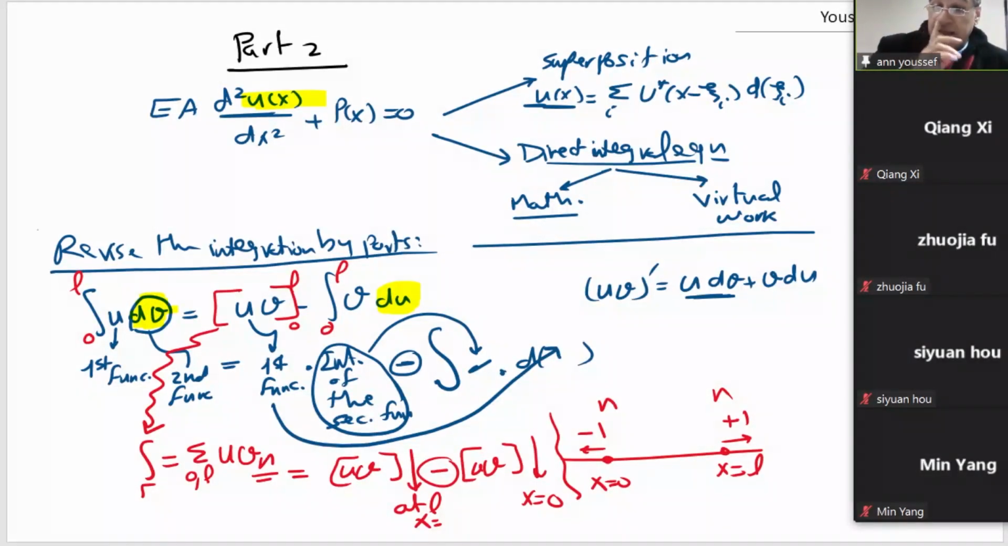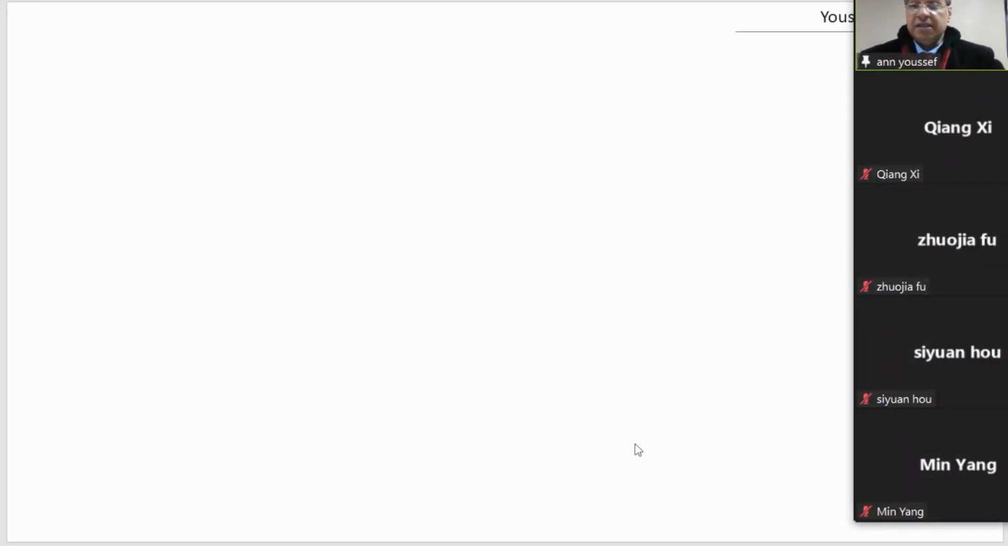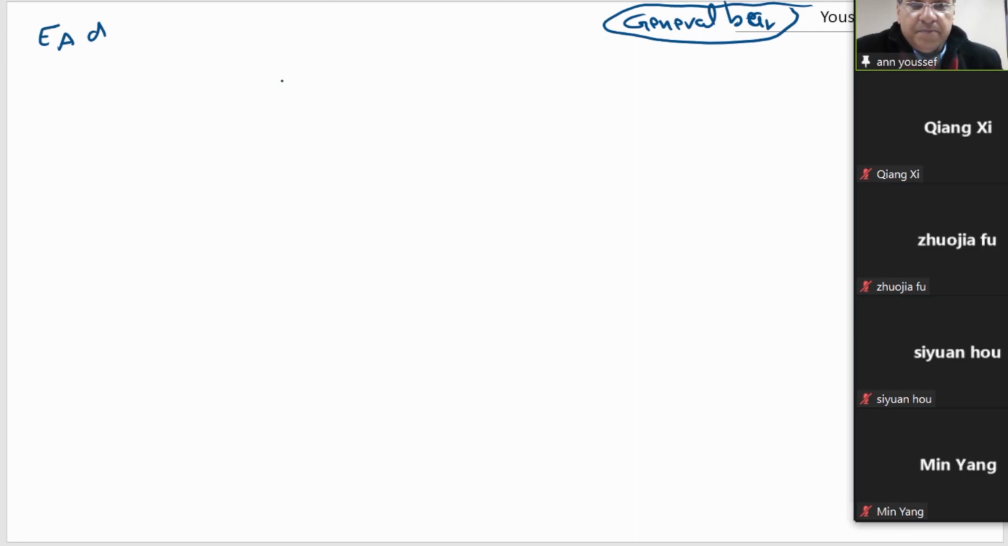Let us get an example directly. Our wonderful beam. We will start with EA times d2u of x by dx squared plus p of x equal to 0. Here is the general beam. Oh, bar, sorry. This is a general bar or general beam.